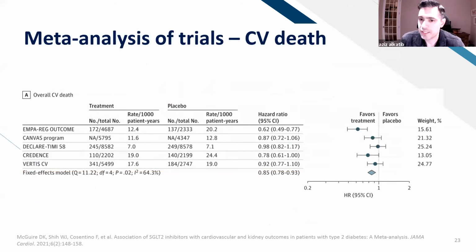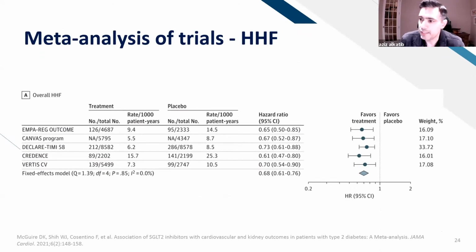And so naturally, the next step is to meta-analyze the data. And when they pooled results from all of the major trials for the outcome of CV death, the composite was positive in favor of treatment, driven primarily by the highly significant finding from the EMPA-REG outcome trial. And so there does appear to be a protection from CV death. Now, when you look at hospitalization for heart failure, across the board, all of these trials showed a significant protection from heart failure hospitalization.